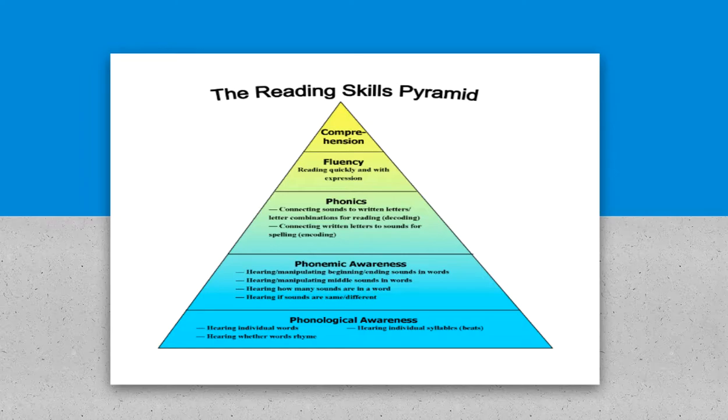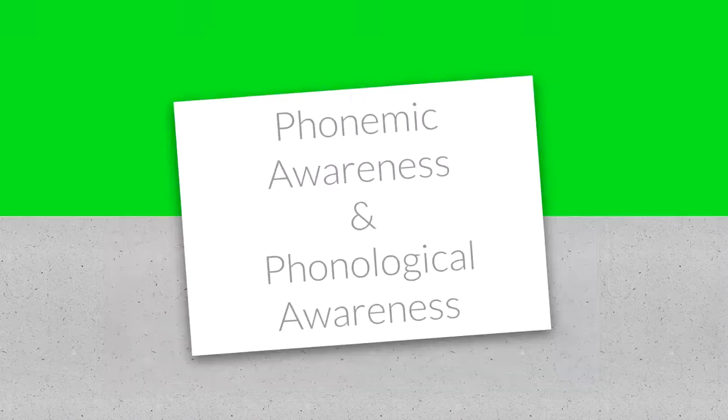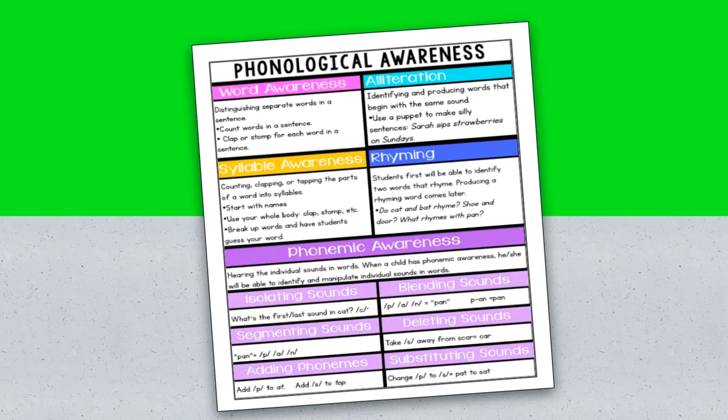The reading strategies that we're going to cover in our reading mini modules will be phonological and phonemic awareness, phonics and decoding, fluency, and comprehension. There are additional components like vocabulary, but we're going to use the pyramid to be the basis for our training. So we're going to start with phonemic awareness and phonological awareness.